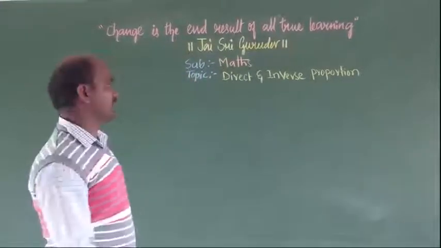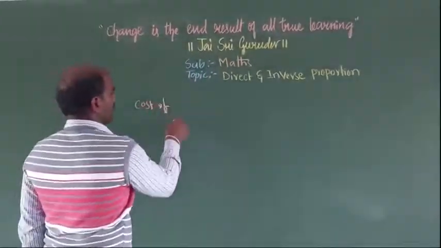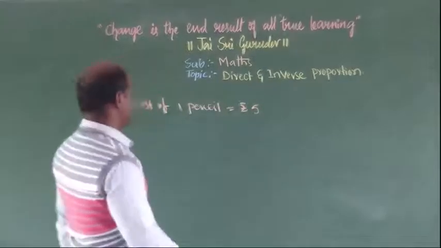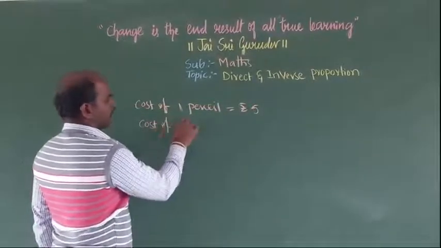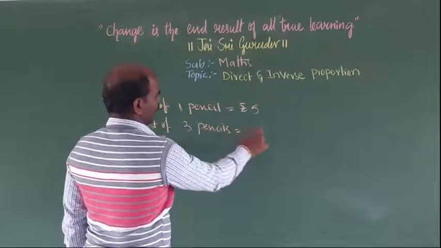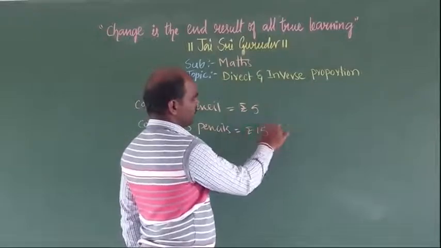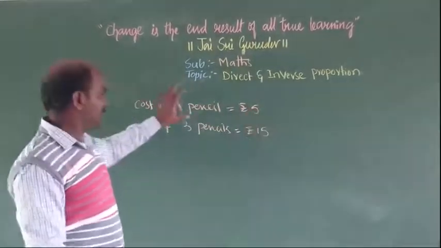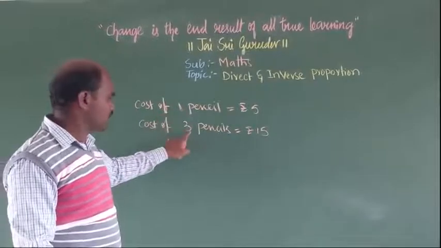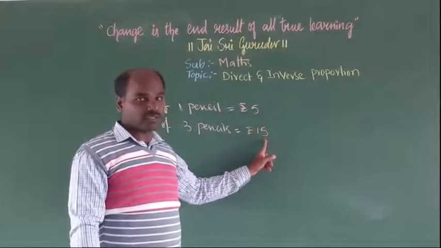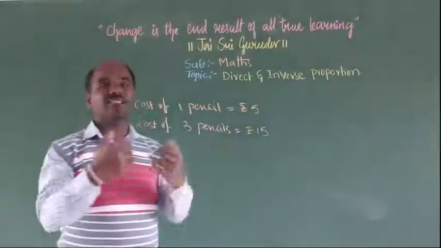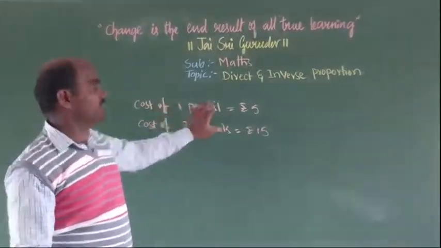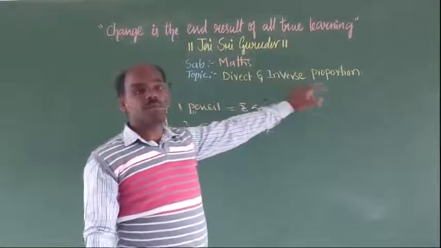For example, the cost of one pencil, how much are we taking, children? 5 rupees. Then the cost of 3 pencils I am taking now. How much is paid, children? That is 15 rupees. While observing this, this is the one object you are taking. When 1 increases to 3, then 5 increases to 15. Yes or no, children? So both objects are increasing, or both objects' values are decreasing at a time. Such a type of proportion can be called a direct proportion.